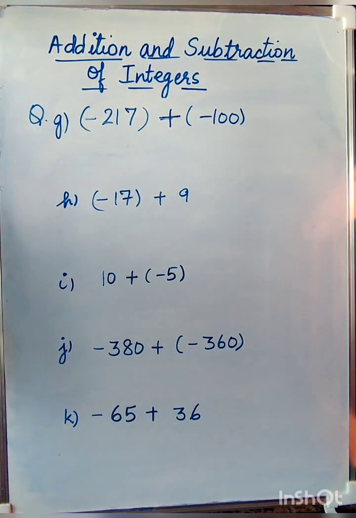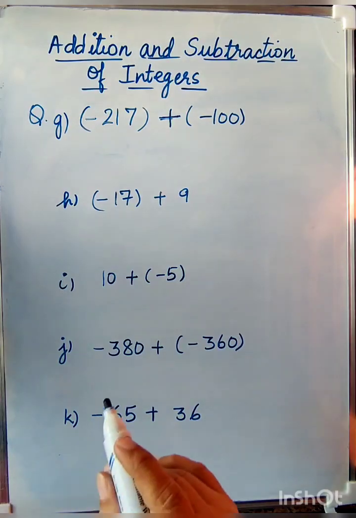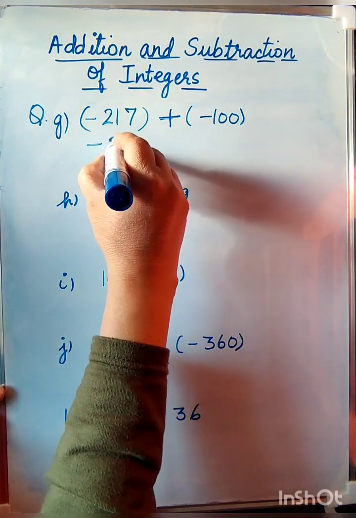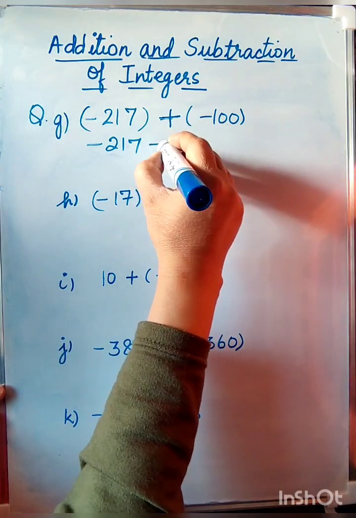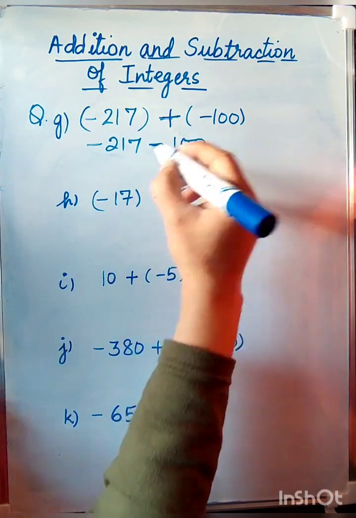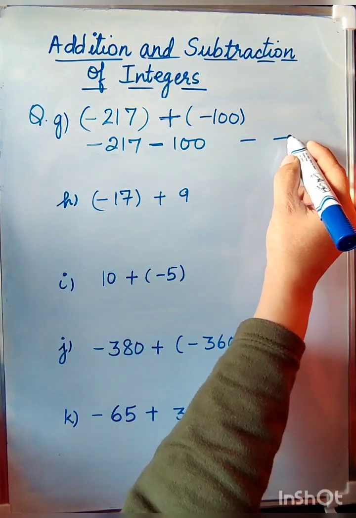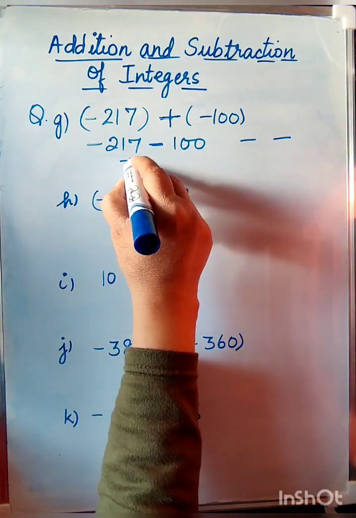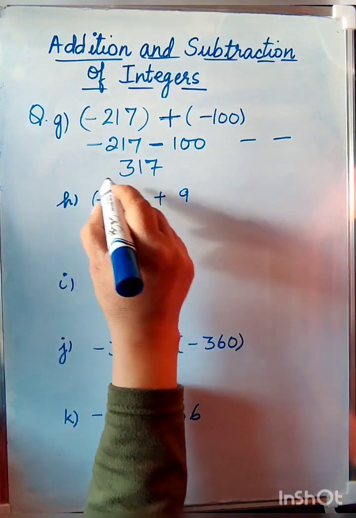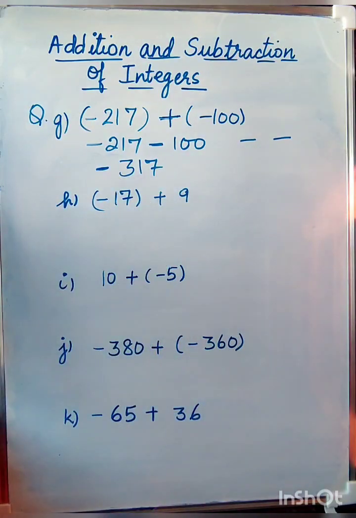Okay, moving on, minus 217 plus minus 100. So this is minus 217, plus minus gives you minus. This will be 100. Both have the same sign. Now this is a minus sign, both have the same sign. Therefore we will add the numbers. This will be 317 but with a negative sign.